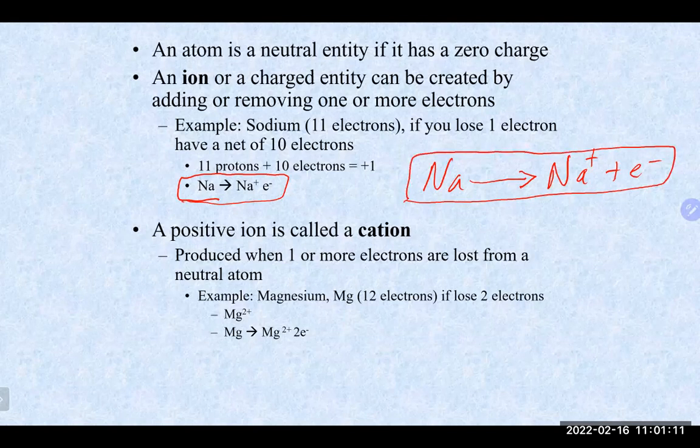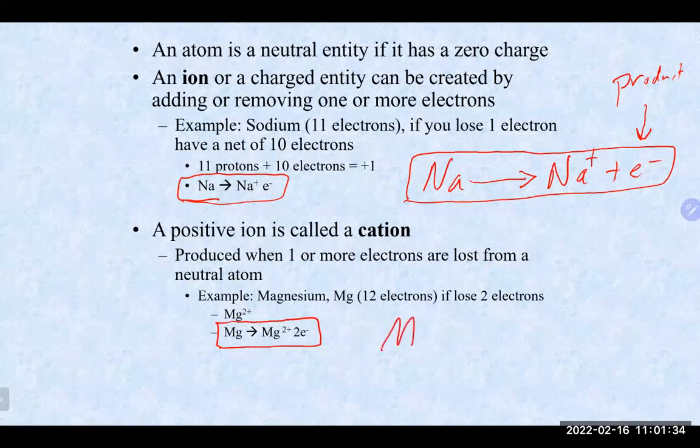The way we know that this is going to be a cation is on the product side, the right-hand side of the arrow. We see the electron being given off or lost, and that shows the formation of that cation. Same thing here. If we look at magnesium, magnesium will typically lose 2 electrons.